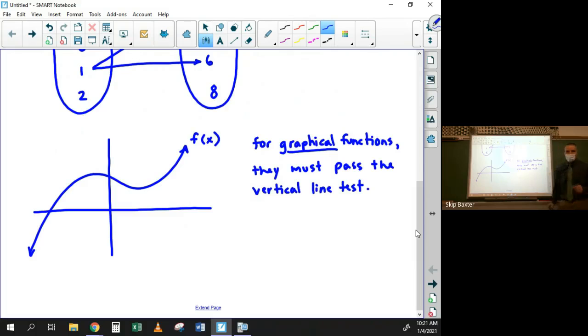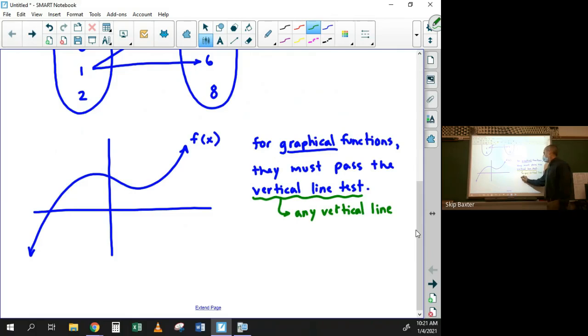So the vertical line test just states that any vertical line you draw can intersect the graph at most one time. Because if you have a vertical line that intersects the graph twice, then those 2 points of intersection will correspond to 2 points on the function or the non-function that share an x value. Okay? So that's what the vertical line test is. It just states that any vertical line can cross the function at most once.